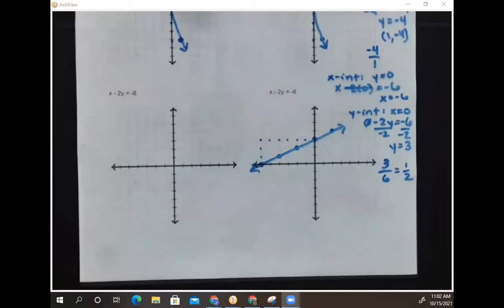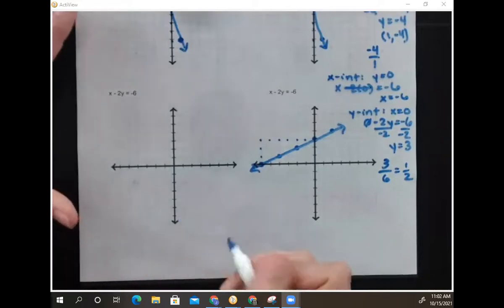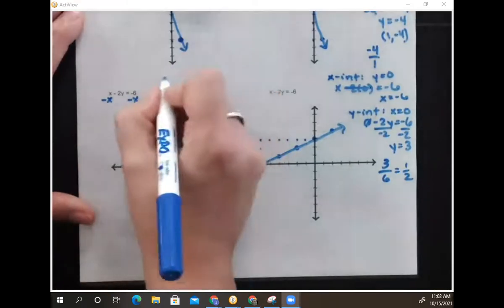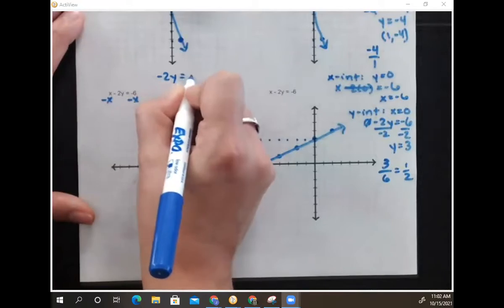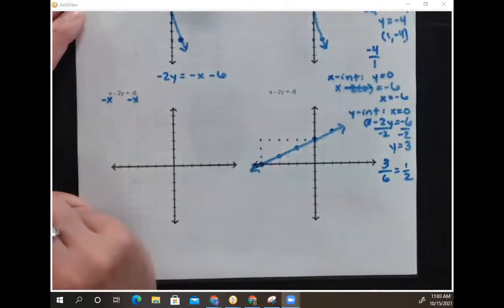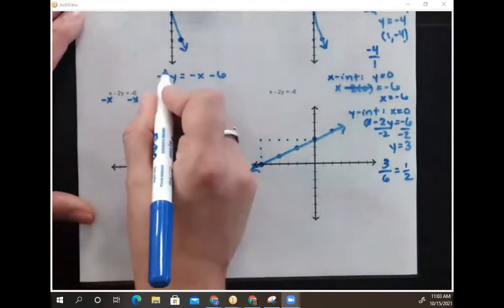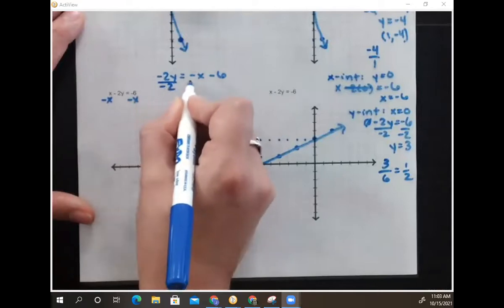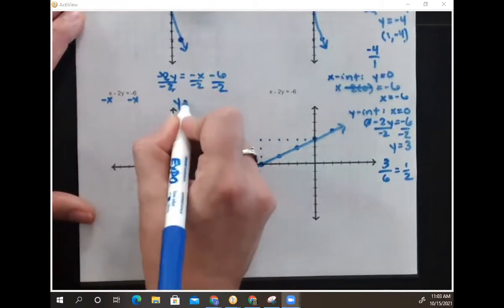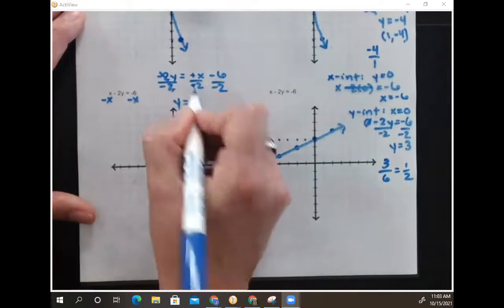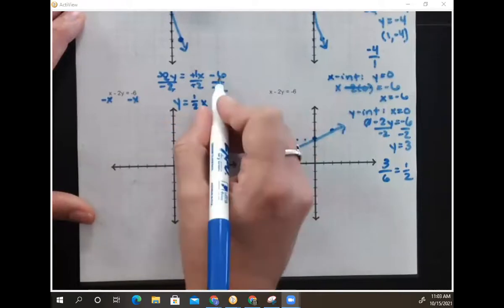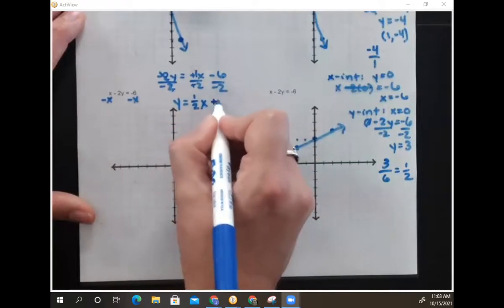The other option is to change it to slope-intercept form. So to change this to slope-intercept form, I need to start by moving the x term to the other side. So that would give me negative 2y equals negative x minus 6. Again, these are not like terms, so I'm not combining them. And then I need to get rid of this negative 2. So I'm going to divide everything by negative 2. That leaves me with y equals negative over negative would be a positive, and this would be 1/2. So 1/2 x, and then negative 6 divided by negative 2 would be positive 3.